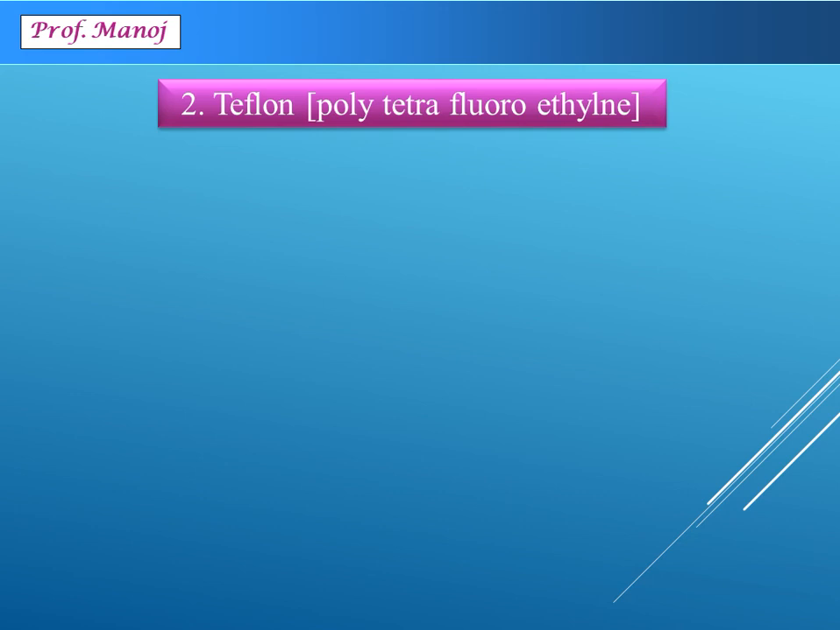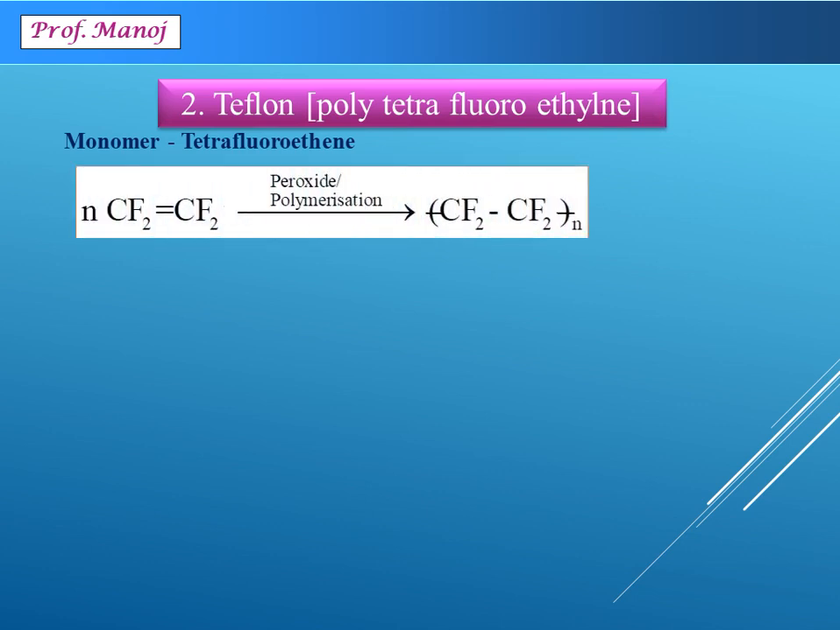The second type of addition polymer is Teflon. The chemical name is polytetrafluoroethylene because the monomer used here, or starting material used here, is tetrafluoroethene. As the name suggests, the structure is CF2 double bond CF2. The polymerization takes place in presence of peroxide catalyst.